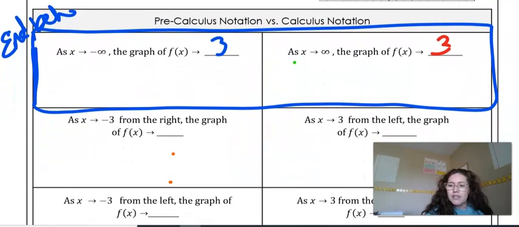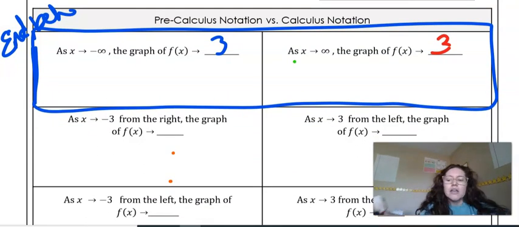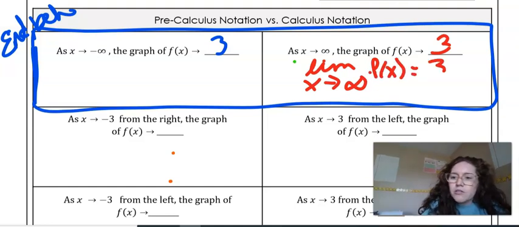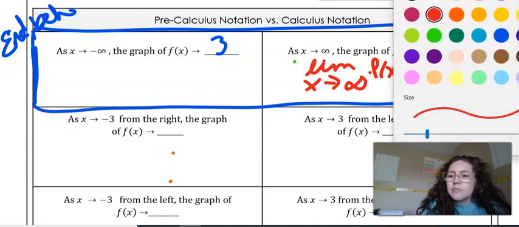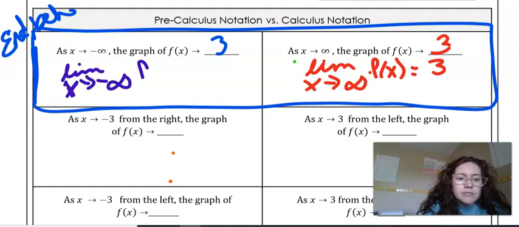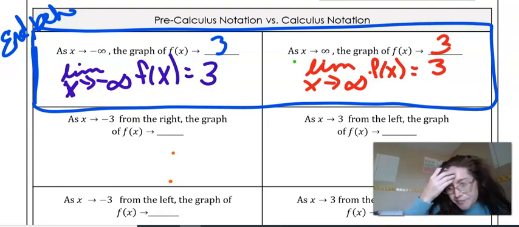So what does that look like in calculus notation? That looks like we're going to say the limit as x approaches infinity of f of x equals 3. Do this one in blue so we don't confuse ourselves. The limit as x approaches negative infinity of f of x is 3.